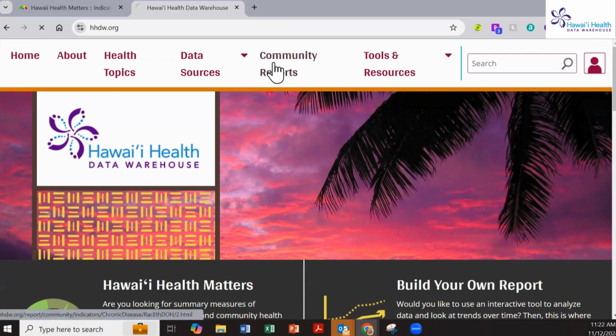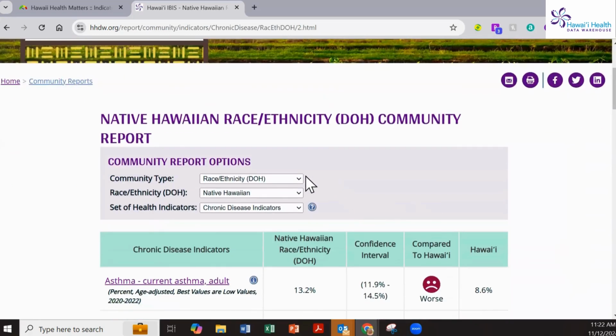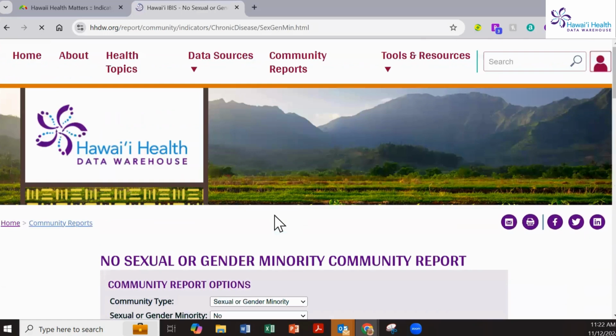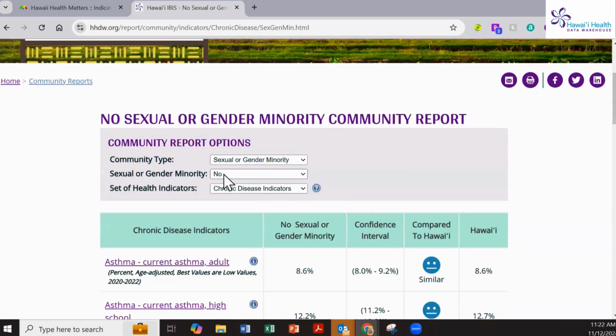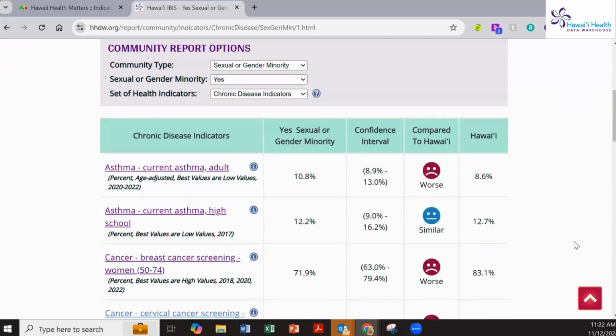Our community reports, which by default goes to race ethnicity. However, we do also have sexual or gender minority. And again, by default, it goes to no, but we might be interested in looking at yes. So what this is going to show us is a collection of important chronic disease indicators and health risk indicators. There's two sets. And what it shows you is the estimate for sexual or gender minority population.